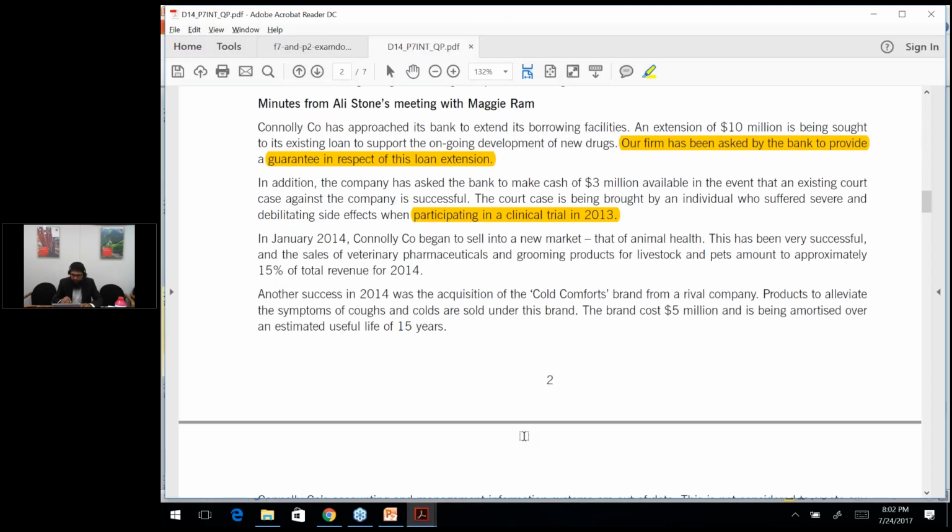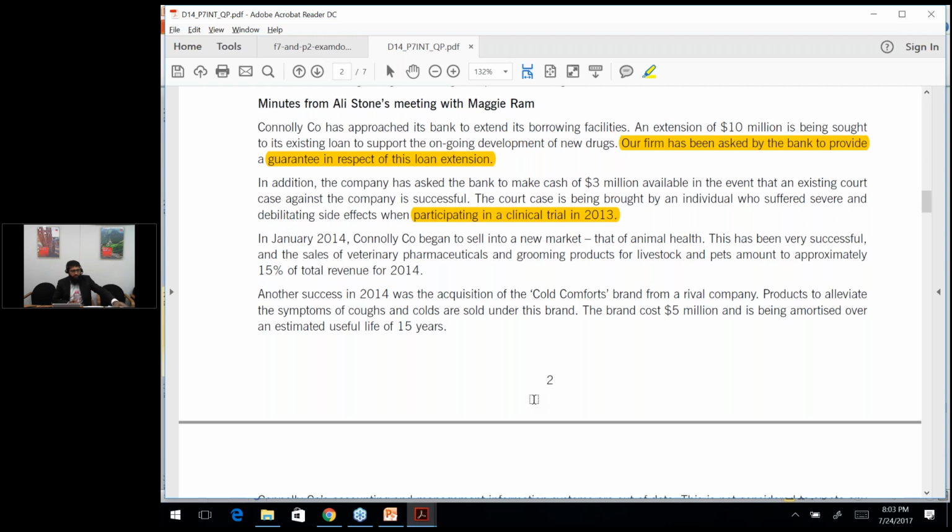So it says, in January 2014, Connolly began to sell into a new market, that of animal health. This has been very successful, and the sales of vet pharmaceuticals and grooming products for livestock and pets amount to approximately 15% of total revenue. Now let's try to understand this. We are talking about business risk. What is a business risk? Business risk is the risk that the entity will not be able to achieve its objectives.